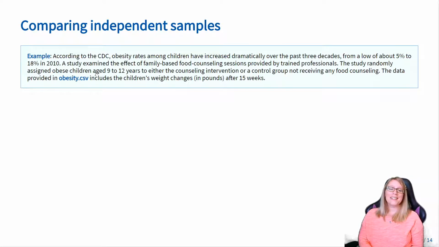So our data set is in the obesity data set. We have two independent groups. Children were either assigned to receive food counseling or not. There's no connection or correspondence.